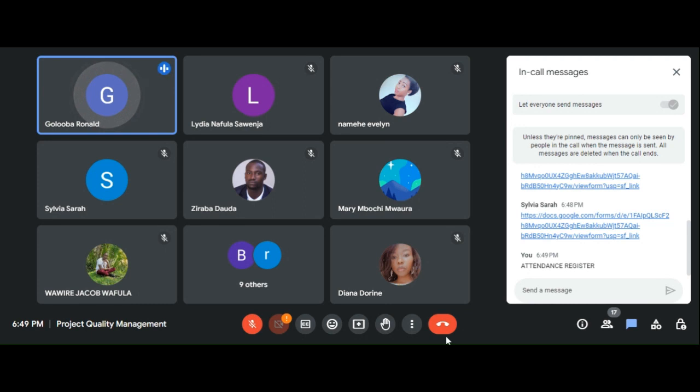Any other question or comment? Yeah, members, you can read also about the Kaizen cycle of continuous improvement. It's out there also.